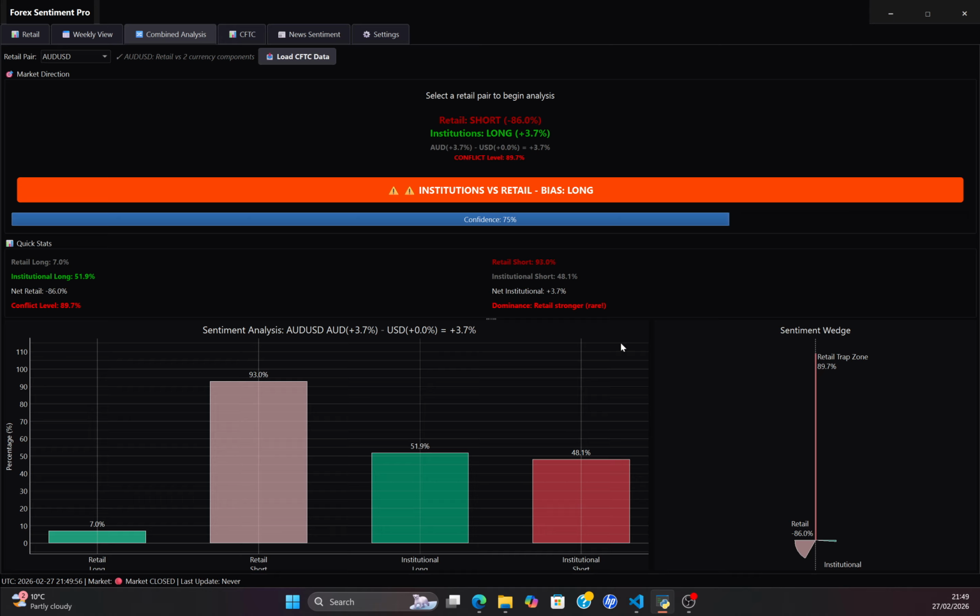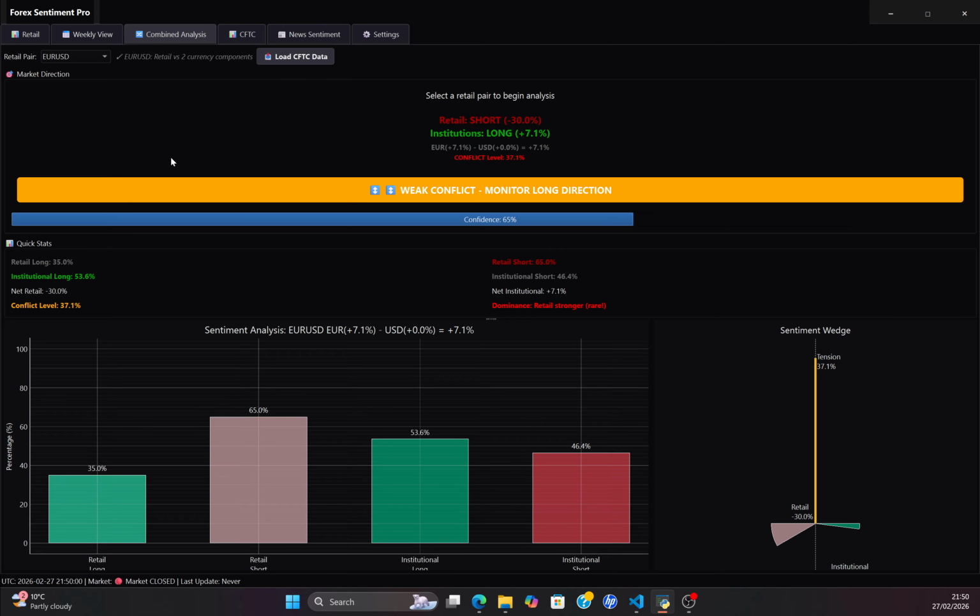So what the combined analysis does for you, when you select any pair, it grabs the CFTC COT data for that selected pair and compares it to the retail traders. Know this is a live updated analysis. Every time the retail traders' positions change, the analysis changes. So right now, what this tells me is the retail traders are short, but the institutionals are long.